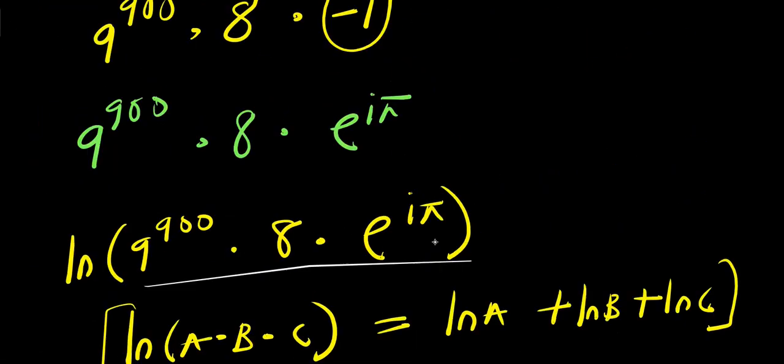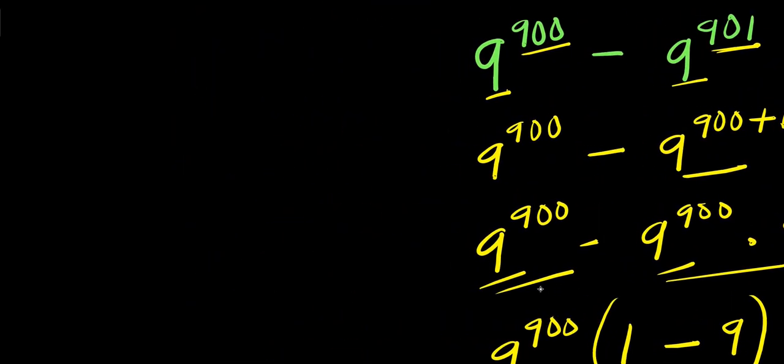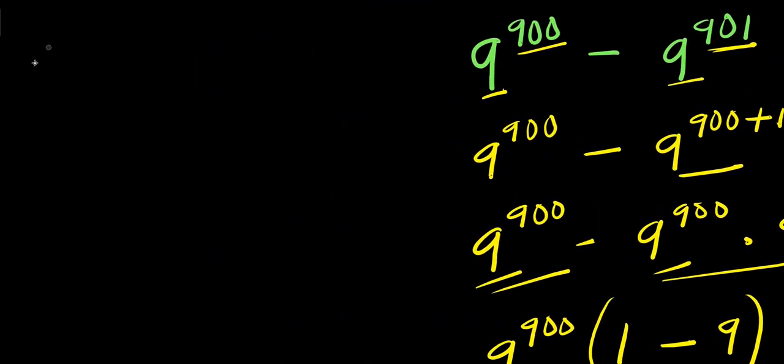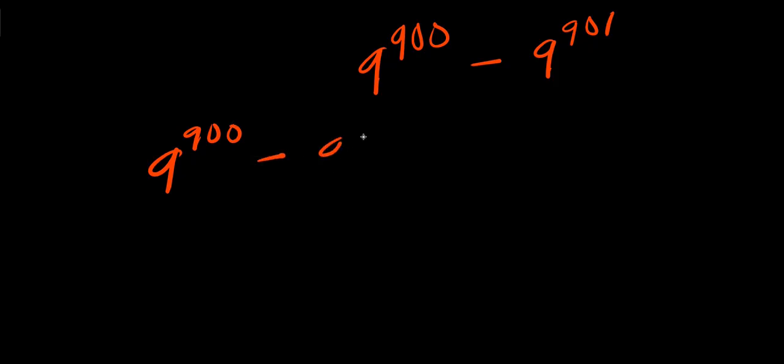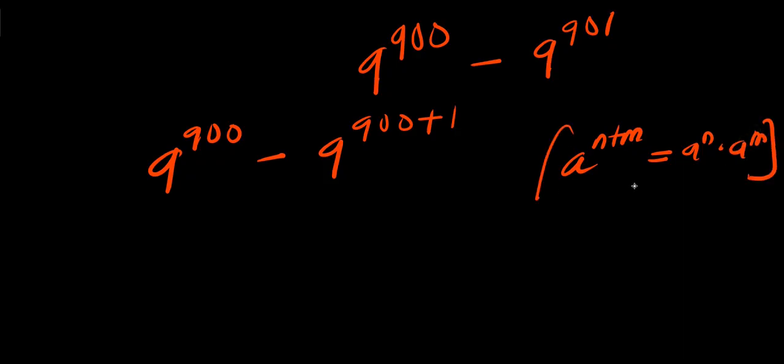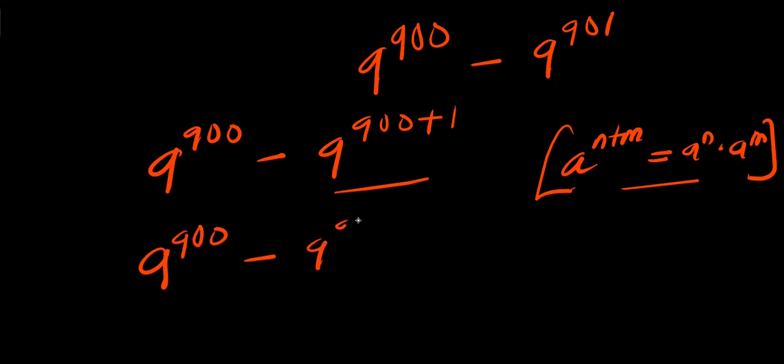Now, let's solve this using another method. I have 9 power 900 minus 9 power 901. So, I'm going to have 9 power 900 minus 9 power, this is 900 plus 1. And remember, a power n plus n equals a power n times a power n. Applying this right here. 9 power 900 times 9 power 900 times 9 power 1.